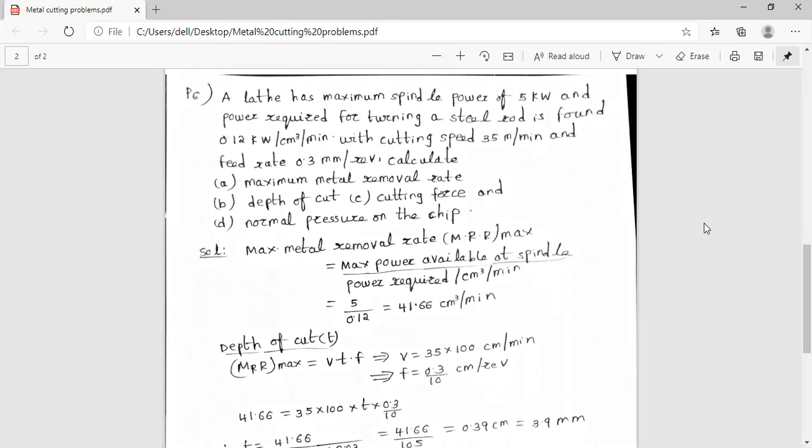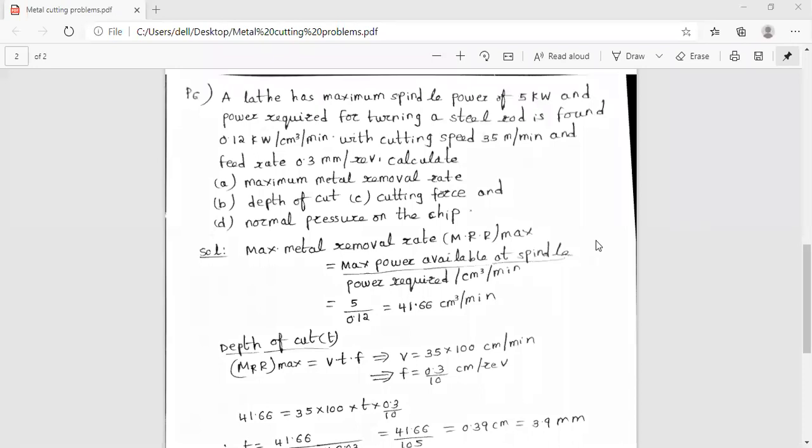So that is the maximum metal removal rate. You have to go for the ratio of the maximum power available at the spindle, because the spindle also will be drawing power, and the power required. So what is the power required for turning? He has given that. So that is the ratio you have to see. That is the maximum metal removal rate you have to consider.